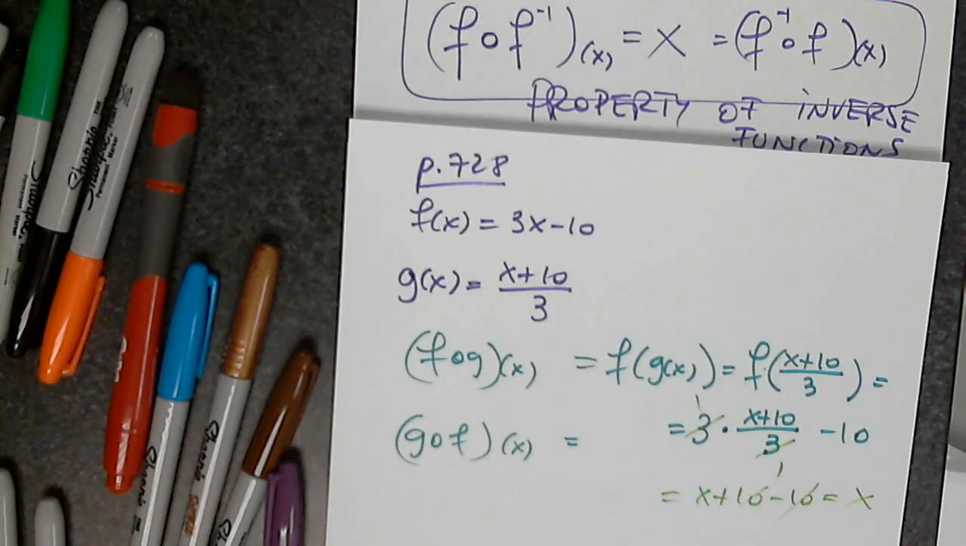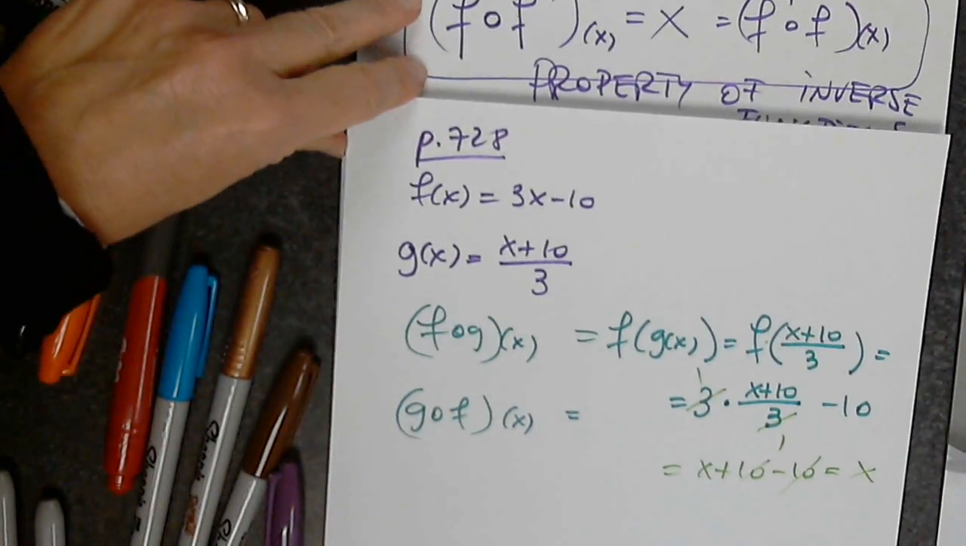Do we have to show the other one? Yes. If this direction is 5x, I don't have to show the other one. I don't care what I get for the other one. They are not inverses of each other. But once I got that f of g is x, I still have to show the other one, although I know it's going to be x.